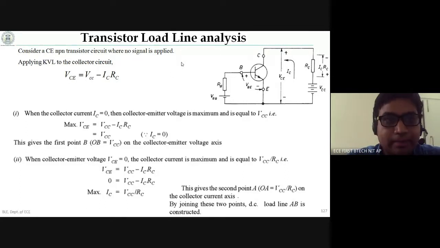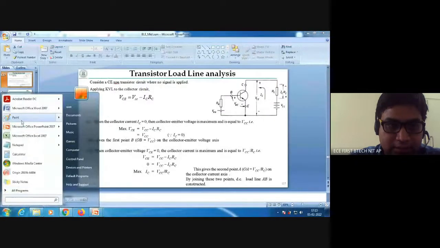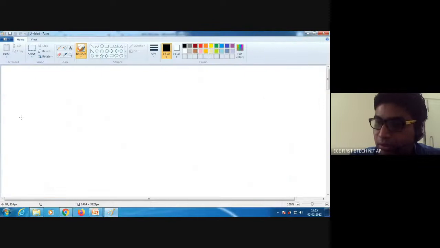If you apply KVL to the collector circuit here, what will be? It will be VCE equal to VCC minus ICRC. Now there are two terminating conditions we have to apply here, two operating conditions. To make you understand well, I am using two things: one is the PowerPoint presentation and one is my pad, which I am writing on, so that it can be helpful to you to understand.